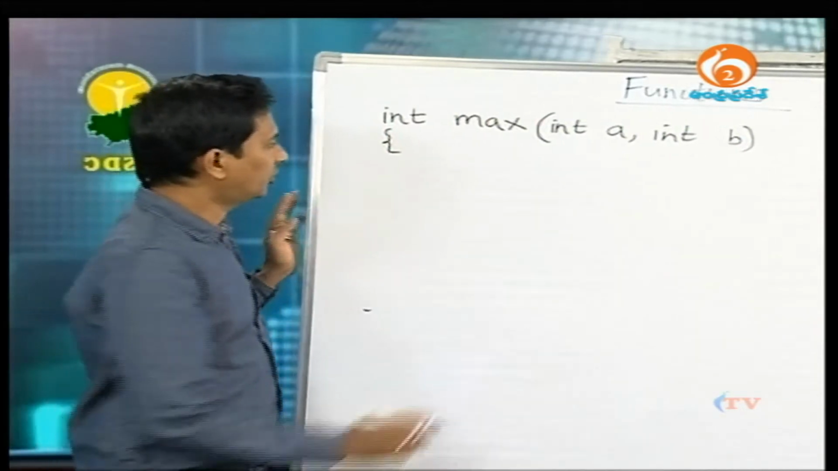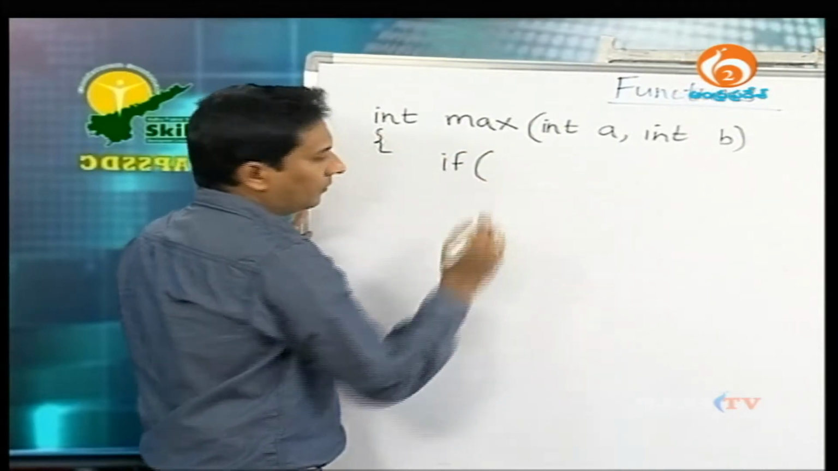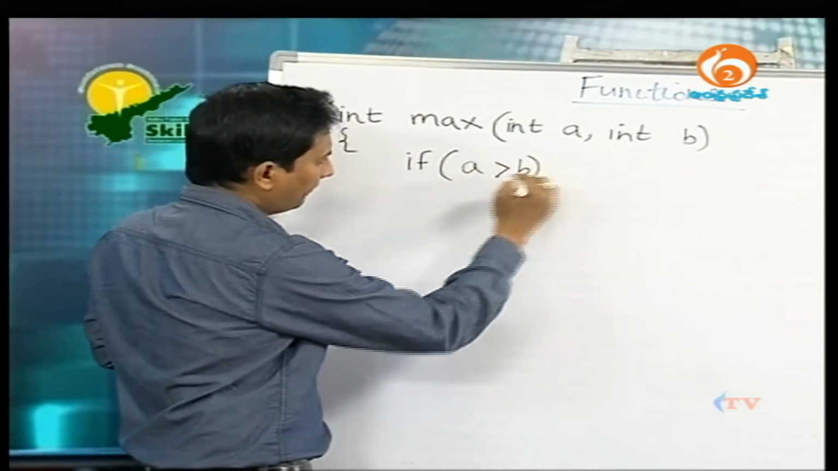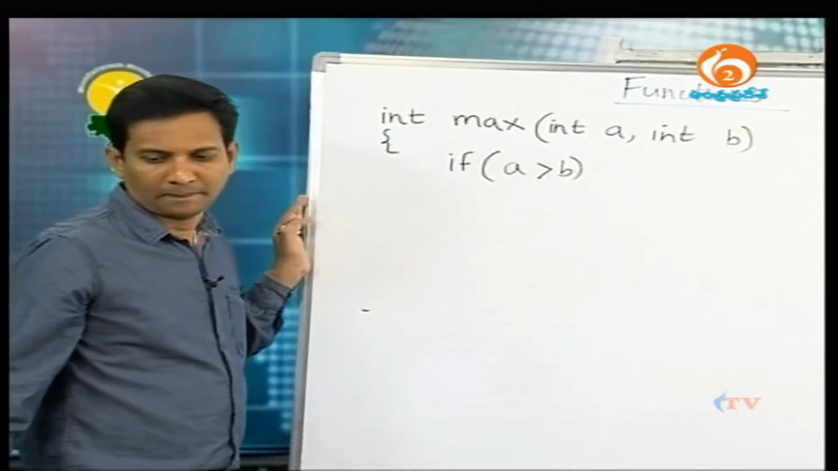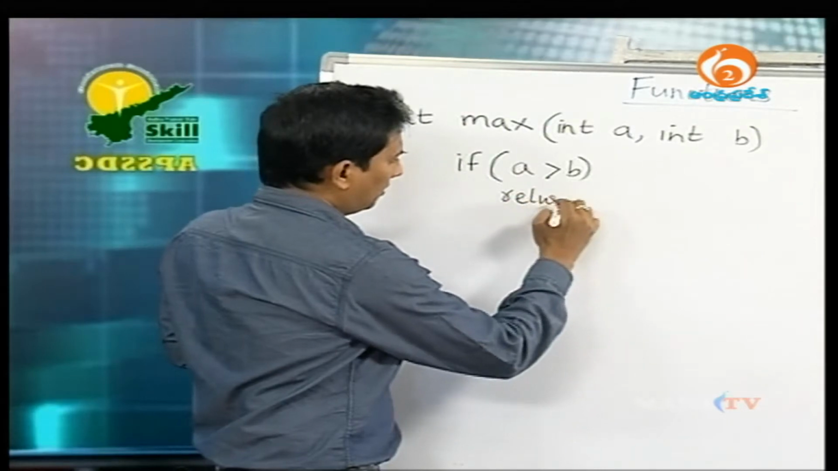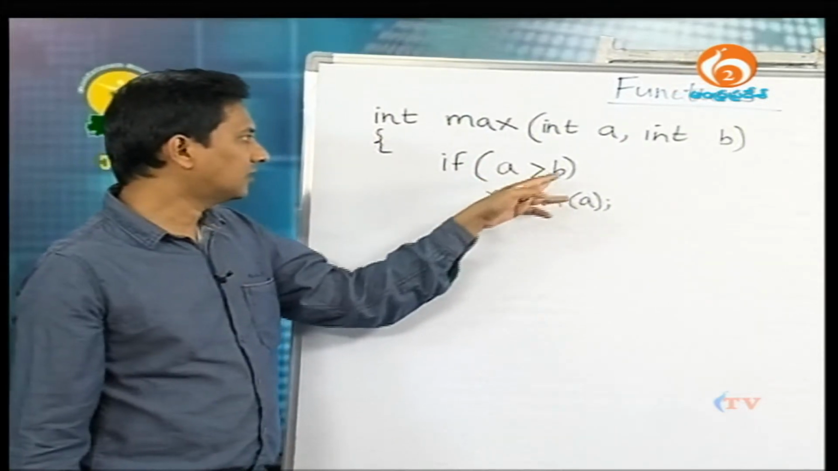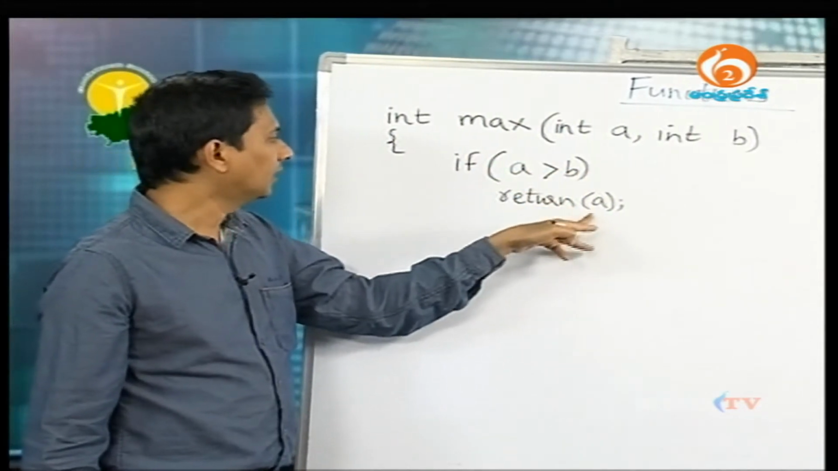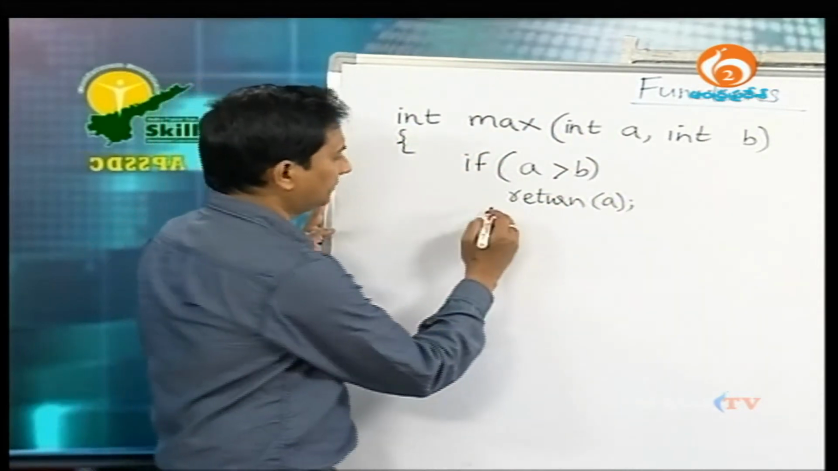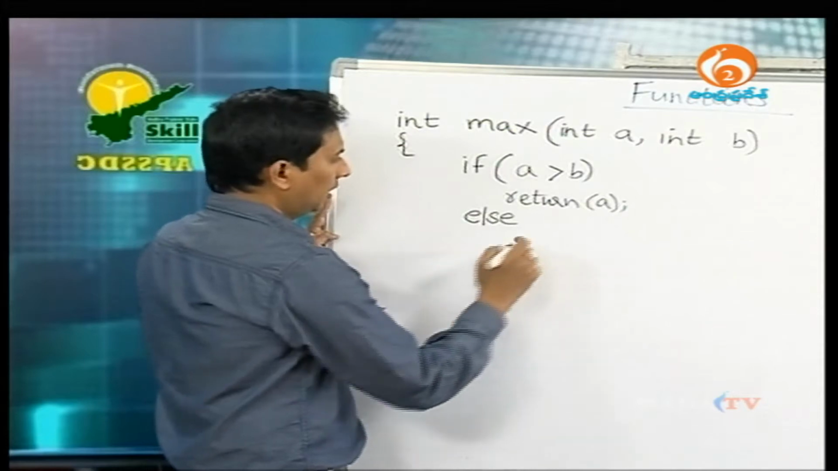Just focus here. If a is greater than b, return a. If a is the largest of these two numbers, return a. So, a is an integer, so the return type is integer. Okay. Else, return b.